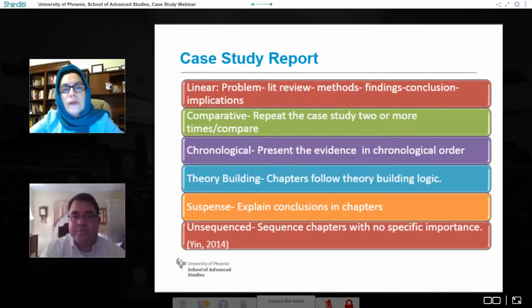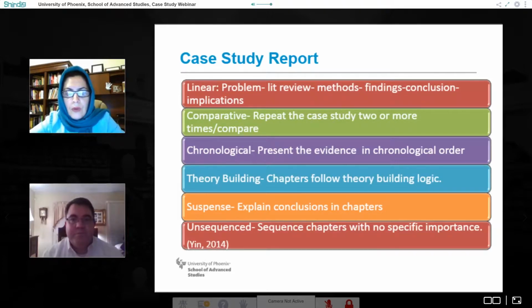Okay, so now the case study, as I mentioned, you see that it's a lot. So you end up with a lot of data, and obviously when you want to put together a report, it can be confusing if you don't follow a particular procedure and structure. So again, these are the suggestions by Yin. There are different structures that you may follow.